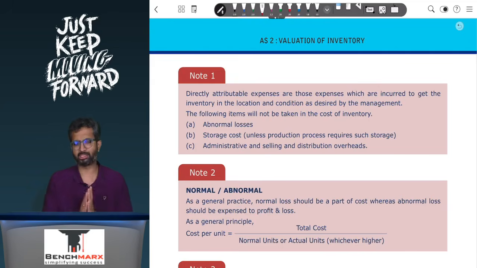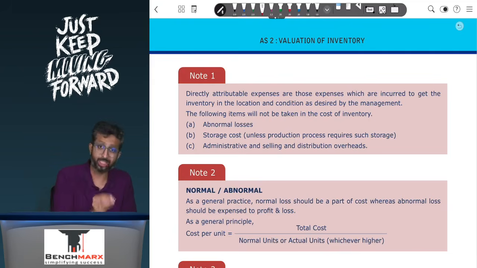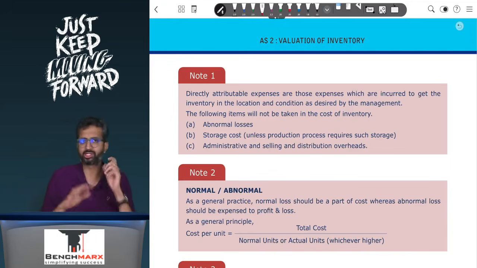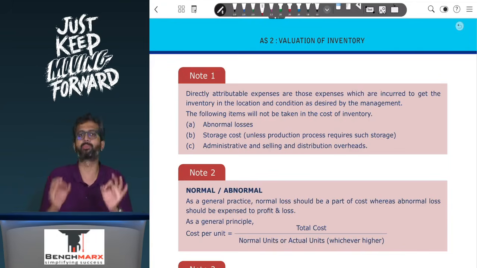And the third and the last thing, for which you need some specific guidance as well, is normal and abnormal loss. Now, normal loss is something which is normally expected, and as per generally accepted cost accounting principles, normal loss will be a part of cost, whereas abnormal loss is something which you did not normally expect, and hence abnormal loss will be taken to the P&L.